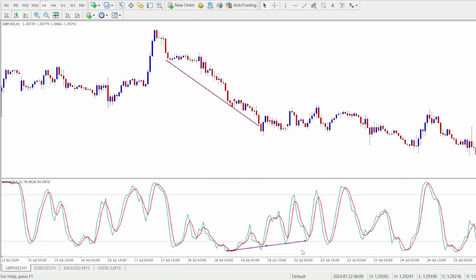So when you combine divergence analysis with other technical signals, such as chart patterns and candlestick patterns, for stronger confirmation, it is very useful. By mastering these divergence indicators, you'll be able to improve your market analysis and make more informed trading decisions.